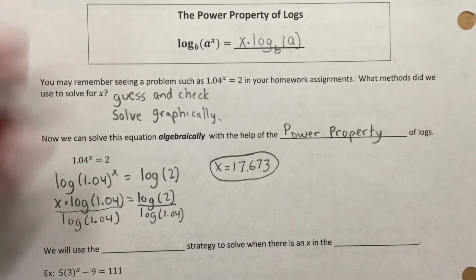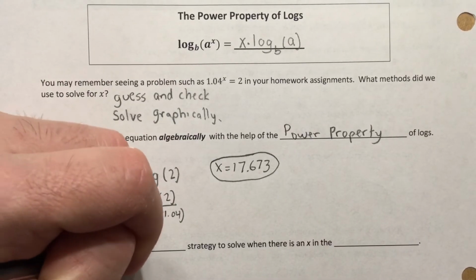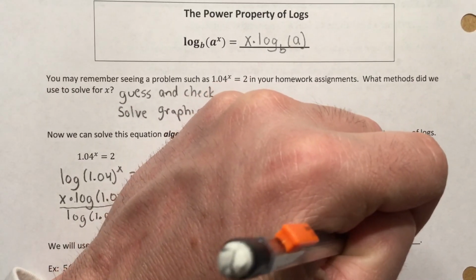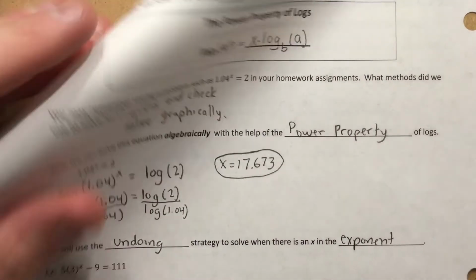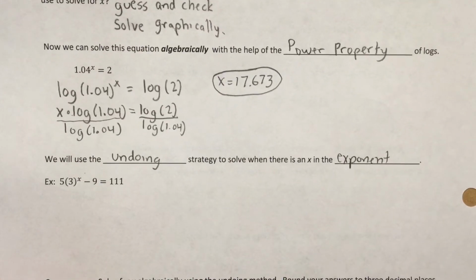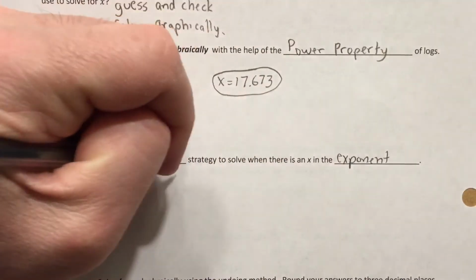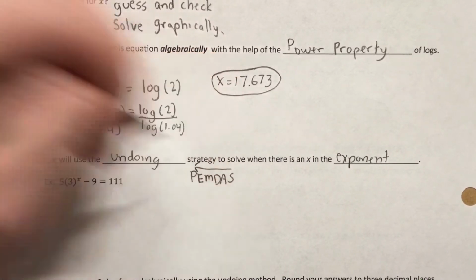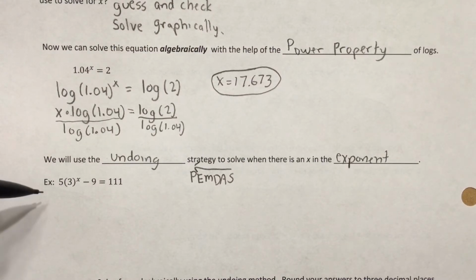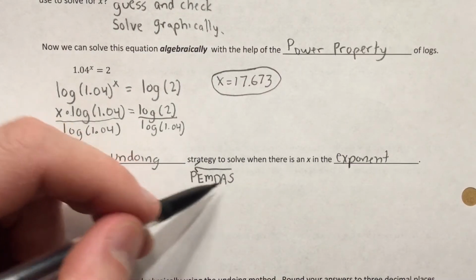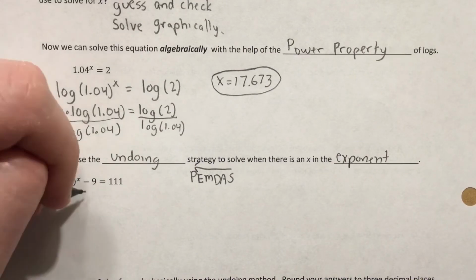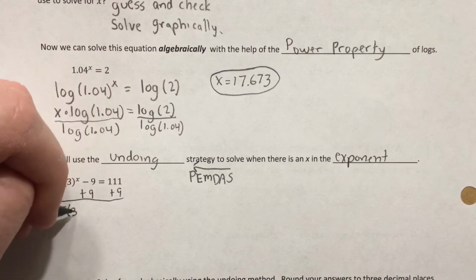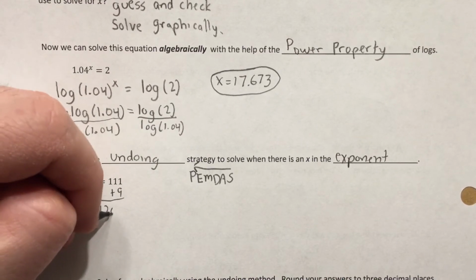So it says we will use the undoing strategy to solve when x is in the exponent. So remember, undoing is PEMDAS backwards. So if I look at this example, first thing I'm going to do is undo addition, subtraction. So I have subtraction here, so I'm going to add 9. And that would give me 120.